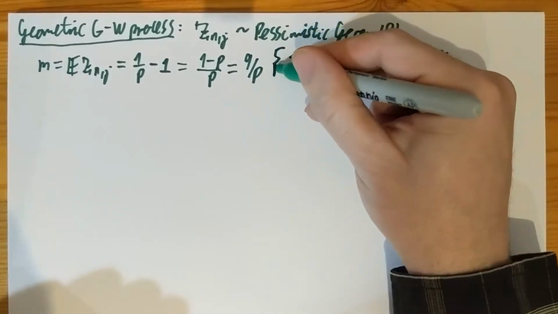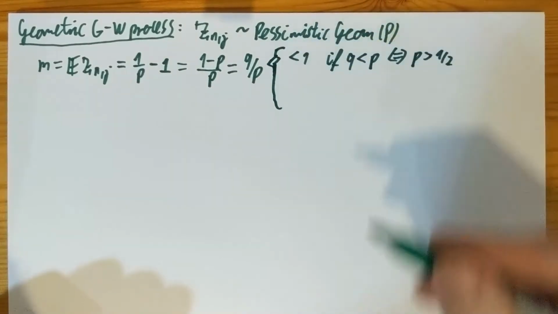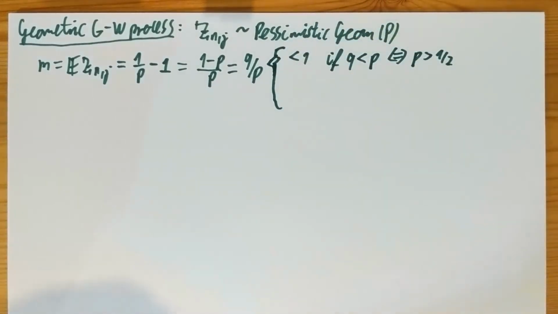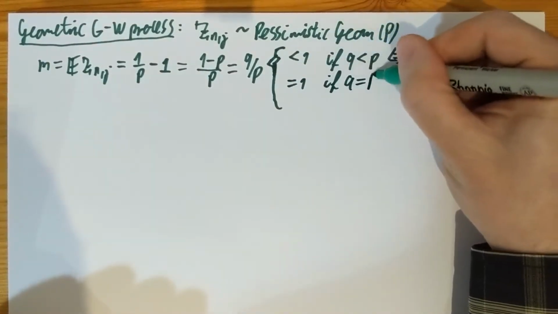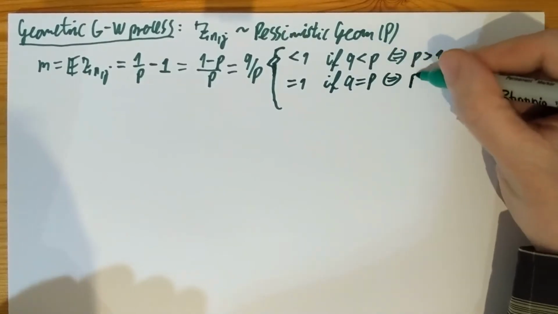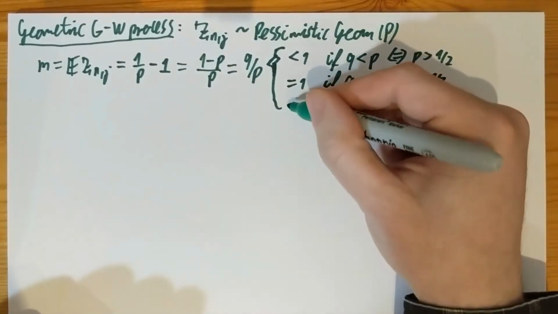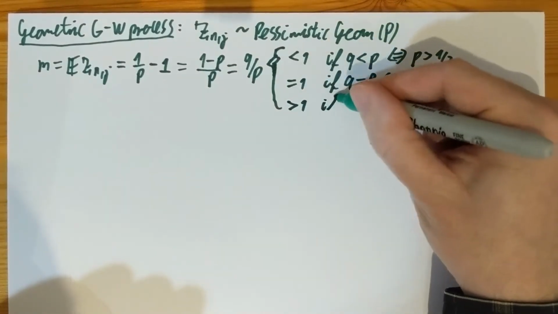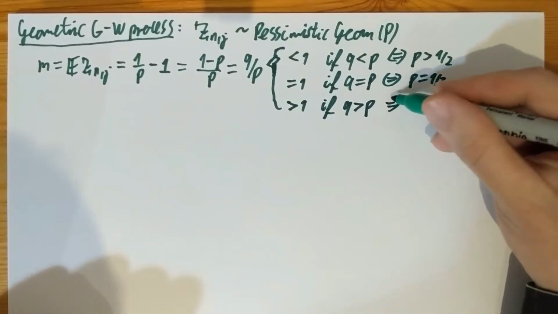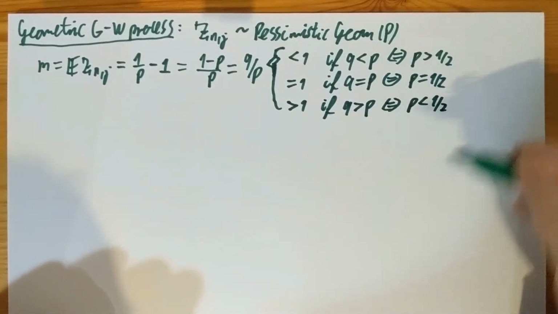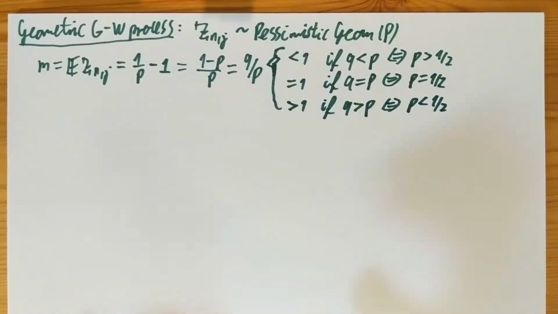If there is a success with probability bigger than 1/2, then the average waiting time is less than 1. It is equal to 1 when q equals p, so p equals 1/2, and it is going to be bigger than 1 if q is larger than p, so the success probability is less than 1/2. If the success probability is small, then you have to wait a long time for success, so that's when you have a larger mean. Okay?